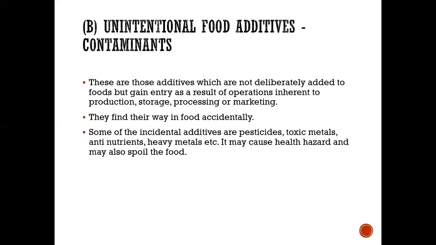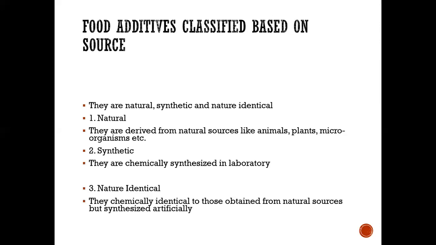During production, pesticide residues may be present in your fruits or vegetables. Toxic metals, anti-nutritional factors, heavy metals, or even packaging material, dust particles, microorganisms, or even a rodent or any insect can also be there. So these are additions to foods, but they are not intentional. That is why they are called unintentional food additives, or in other words, contaminants. Here we're going to discuss only intentional food additives.